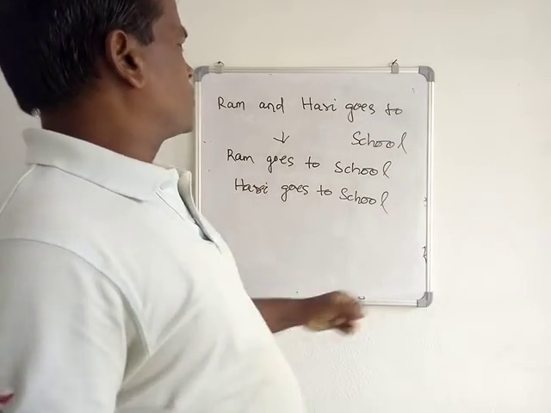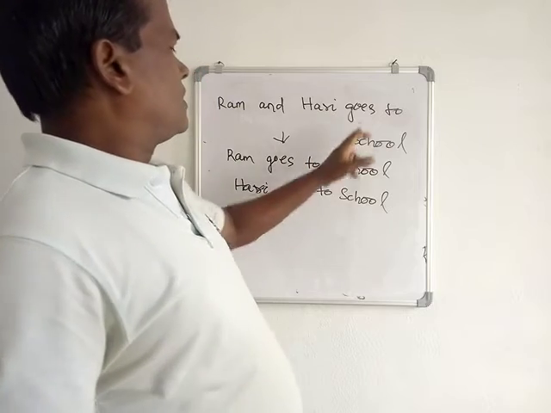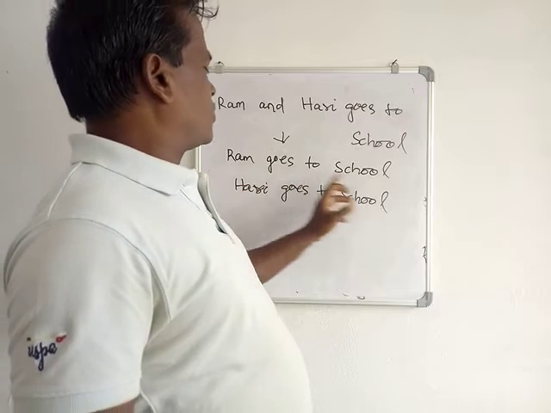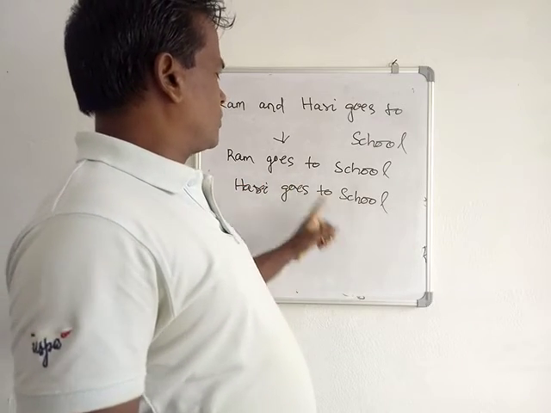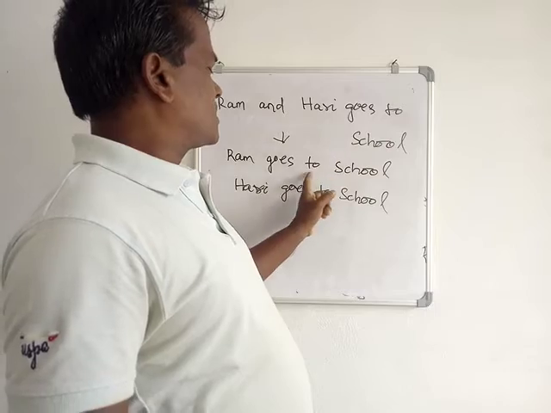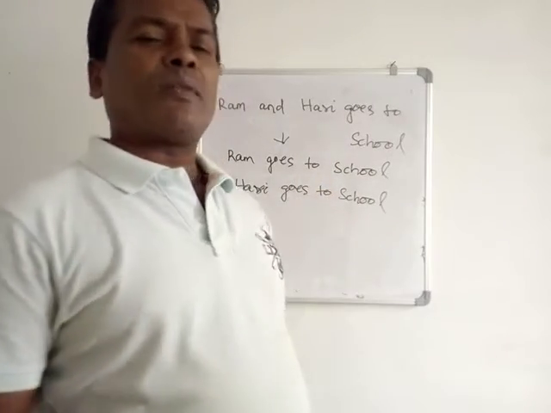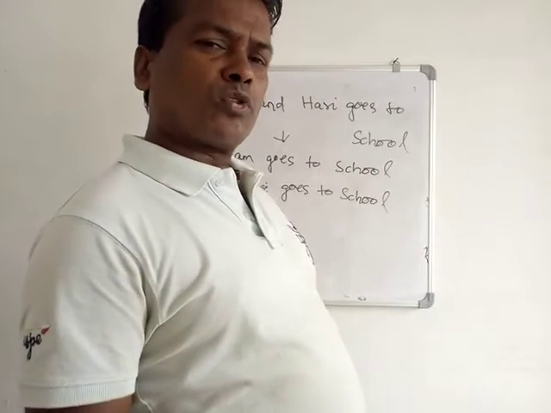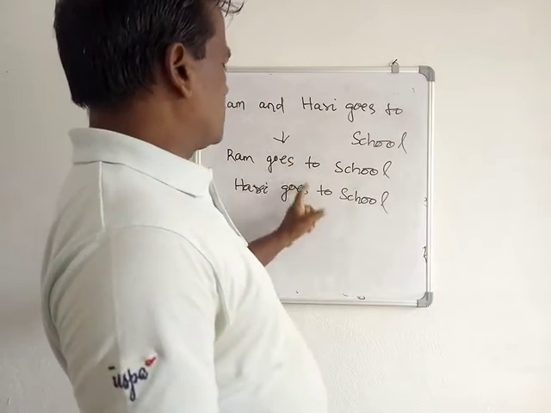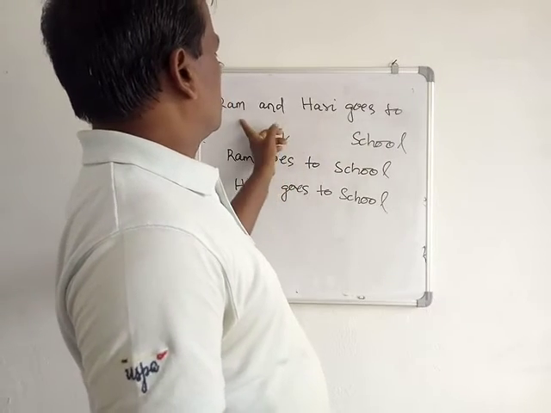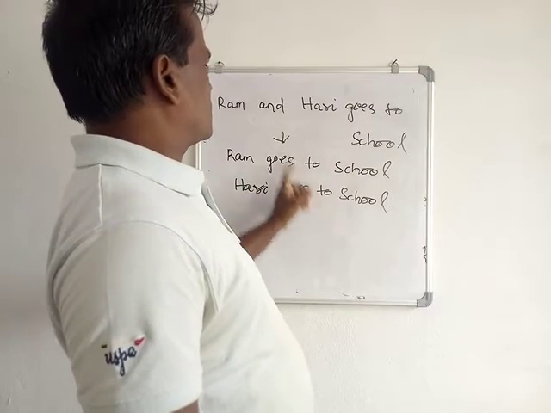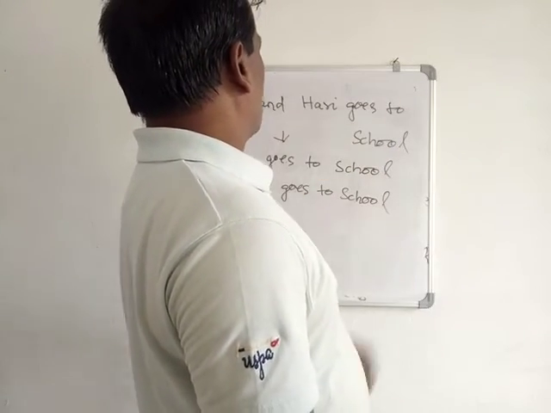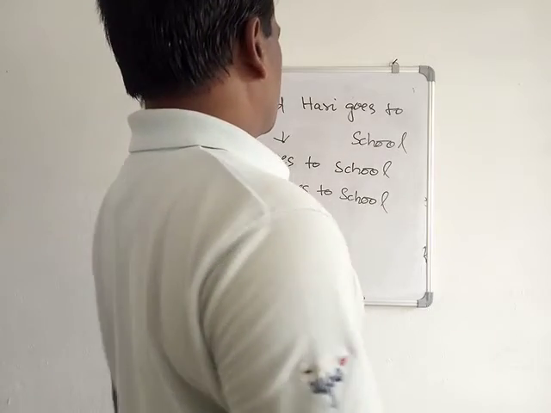Rama and Hari goes to school. There are two subjects and one verb. If you divide the sentence, one is Rama goes to school and the other is Hari goes to school. There are two clauses in one sentence. According to our definition of sentence, a sentence consists of one clause or more than one clause. Here two clauses remain in a sentence. As there are two clauses, it is also a sentence.